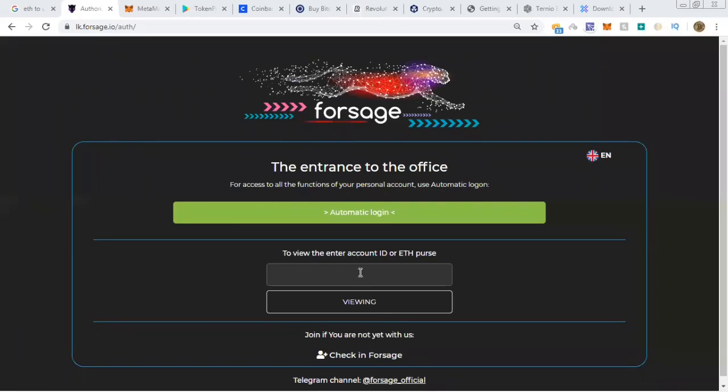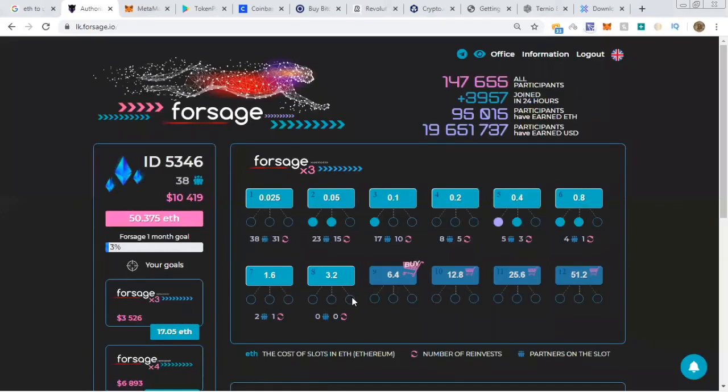But again, this is what this is. You go into a view mode only when you put in the account. So I'll look at my account in full disclosure, because we can look at anyone's account, from the very first account to the very last person who signed up, the 147,655th person, if we wanted to look at that.